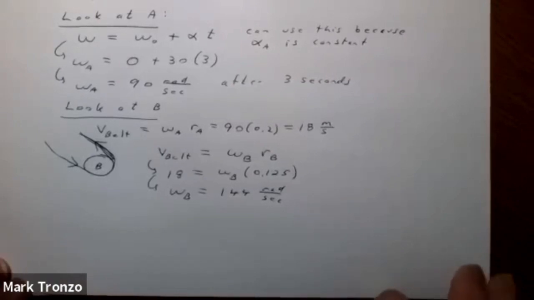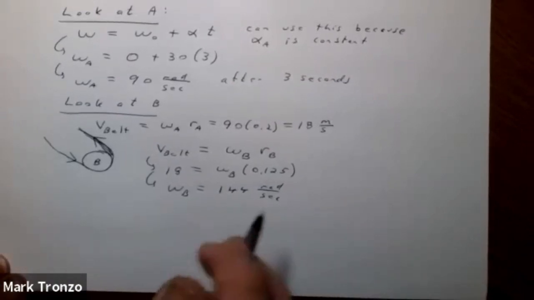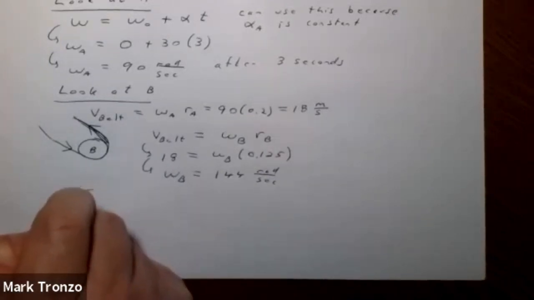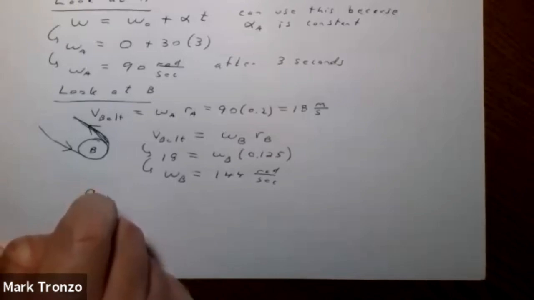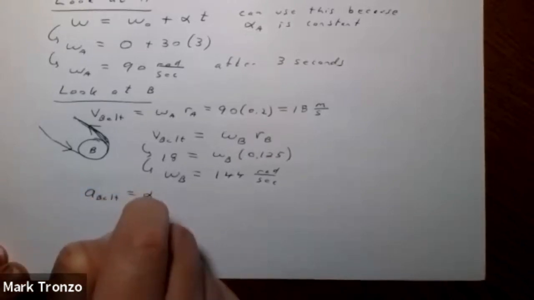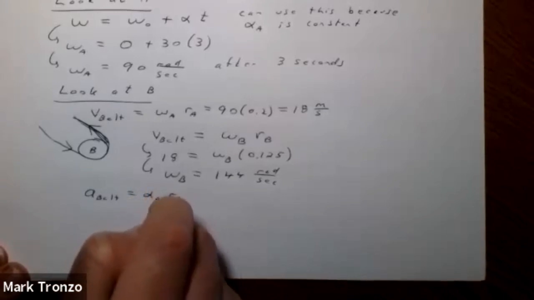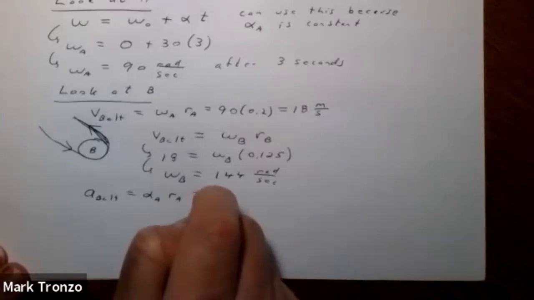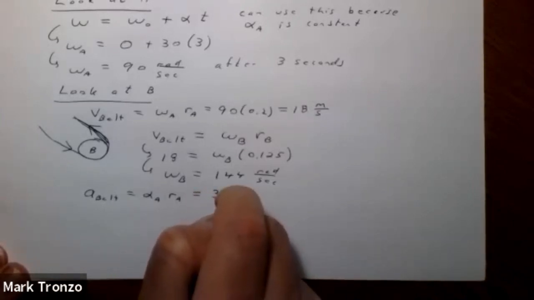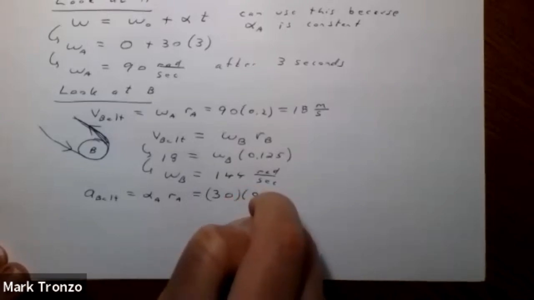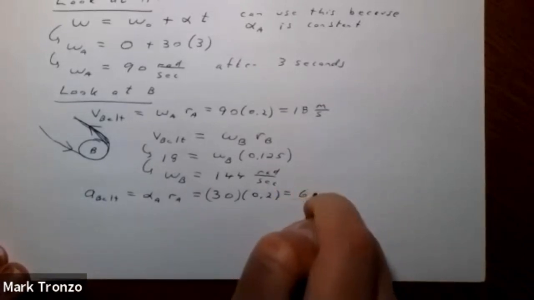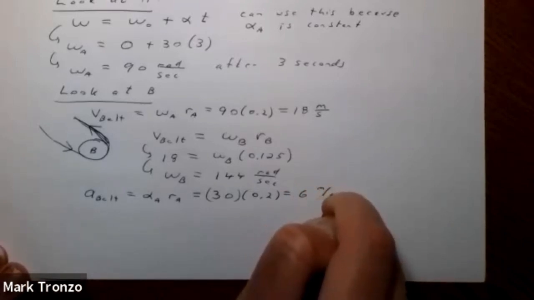And the same thing, we could find the acceleration of B if we first find the acceleration of the belt. Same thing as before, the acceleration of the belt is going to be, we know, alpha A times the radius of A, and that's going to be 30 radians per second squared times 0.2 meters. And that comes out to be 6 meters per second squared.